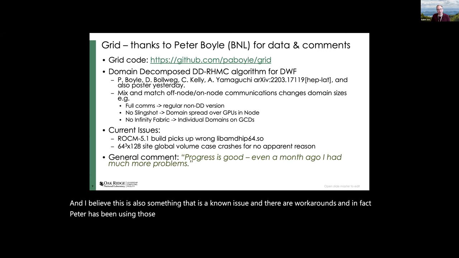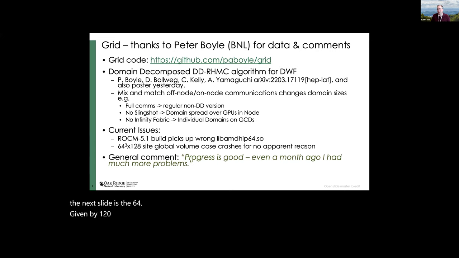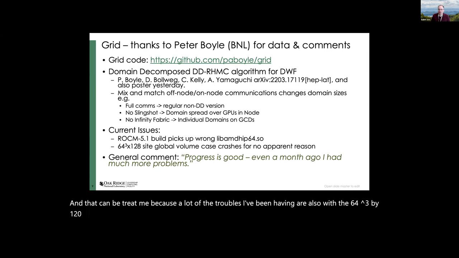And the other comment that you could see in the data on the next slide is that the 64 cubed by 128 size global volume occasionally just crashed. So there's just no data for that in places. And that kind of intrigued me, because a lot of the troubles I've been having are also with the 64 cubed by 128 lattice, but of course our algorithms are very different. So that may just be coincidence.